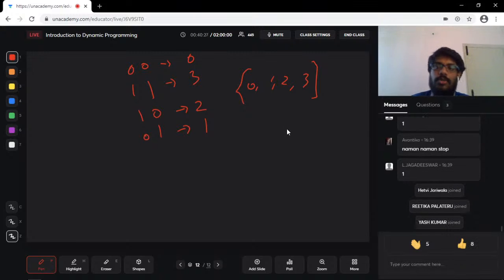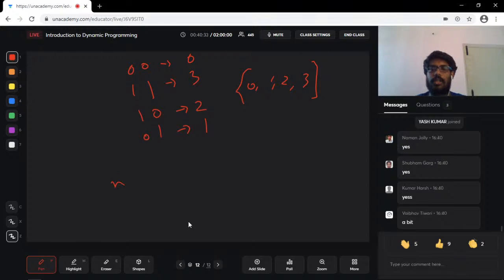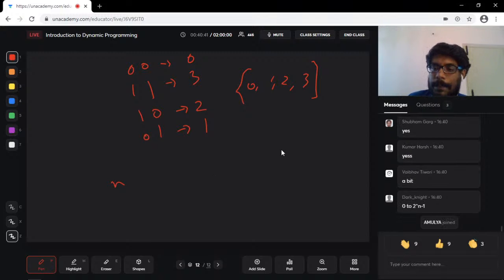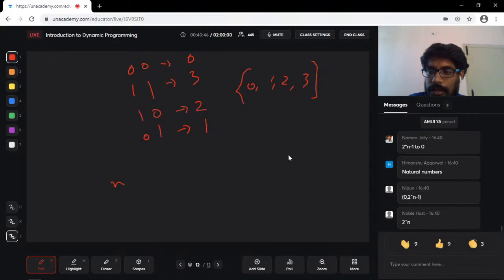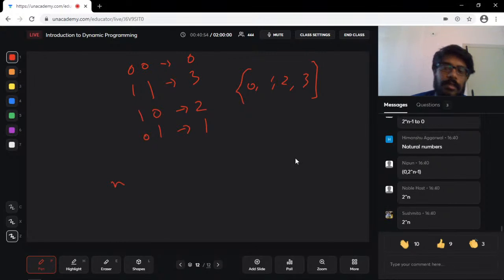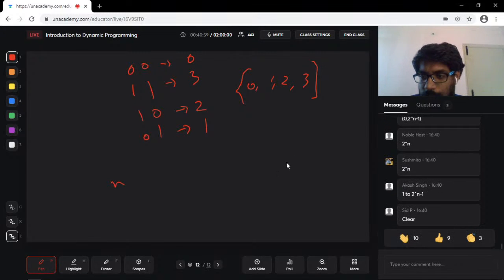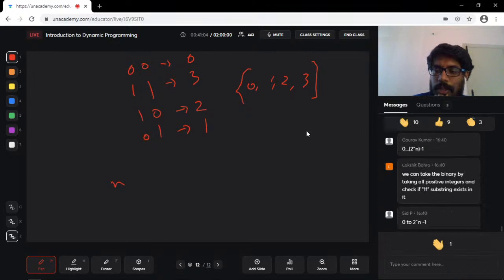In general, what do you think it's going to be? If I take any length n and consider all the binary strings of length n, and consider all their decimal representations, what is the set I'm going to get? That's absolutely right, Dark Knight. Yes. Nipun, that's correct. Noble, you're making a small mistake. Shushmita, just think a bit more. You're making again a small mistake. Akash as well. All of you are making the same small mistake.